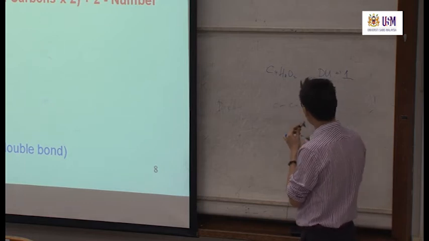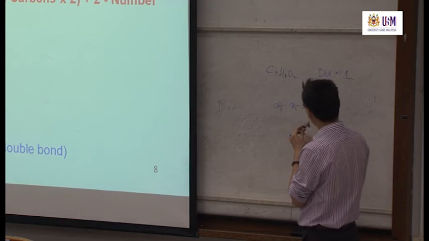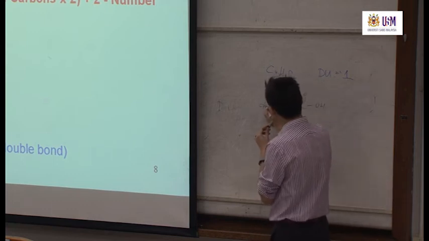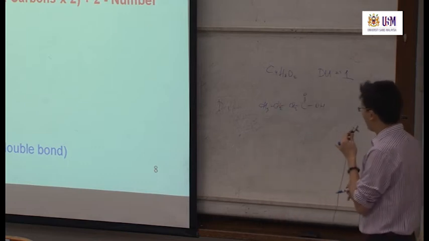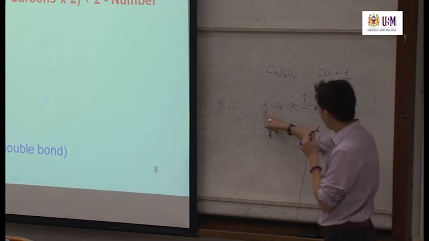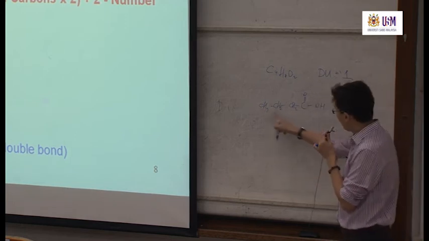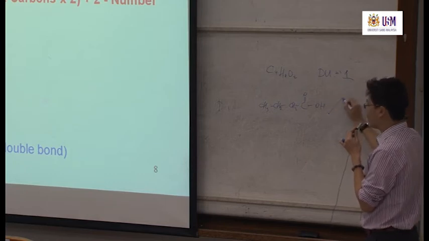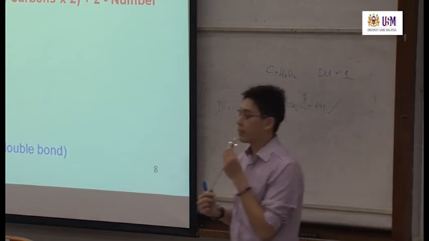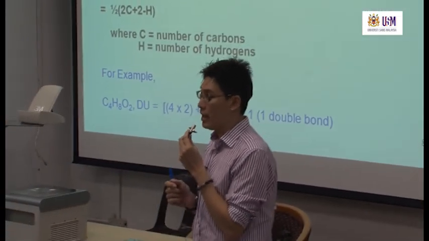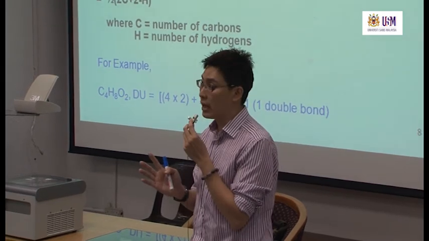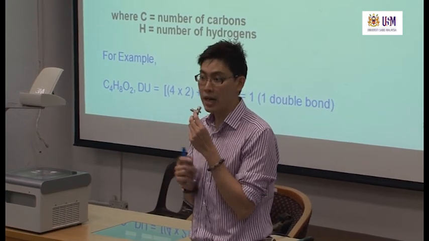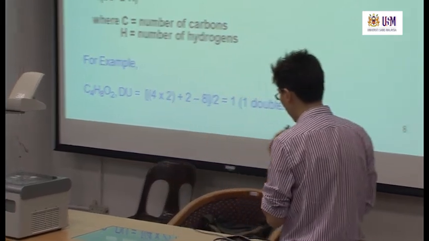So how many C? Let's try CH3, CH2, CH2, one more C, 4 C. How many C? 1, 2, 3, 4, 4 C. How many H? 3, 2, 2, that is 7, 8. How many O? 2 O. So I would say this could be the only answer. If you try C=C, you might not get it. So this is how you predict the structures of chemical compounds from a molecular formula by knowing the degree of unsaturation.